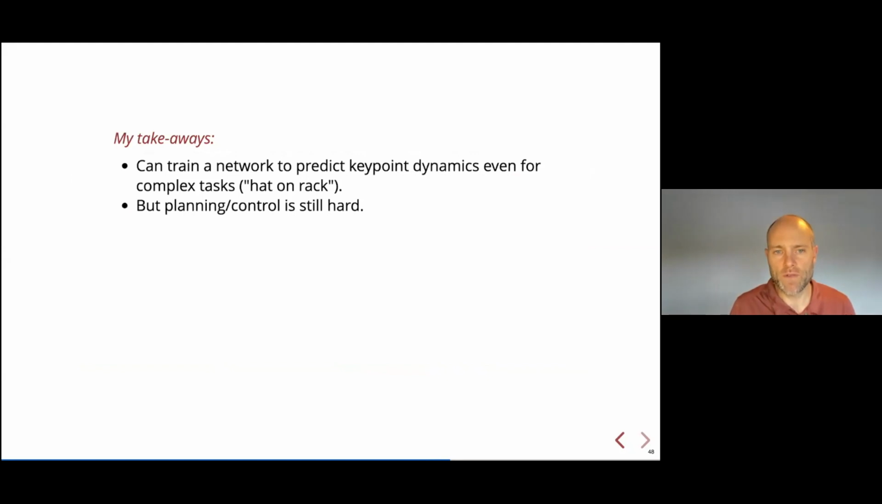Our takeaways so far have been that we can train a network, just a feed-forward network in that case, to predict the key point dynamics, even for pretty complex tasks. The hat on the rack is deformable and everything. But the step of using it for trajectory MPC, a lot of people sweep it under the rug. They say, well, someone else is thinking hard about that. But it's actually very hard, and a lot of people do cross-entropy methods, which I think means we don't understand how to do better.